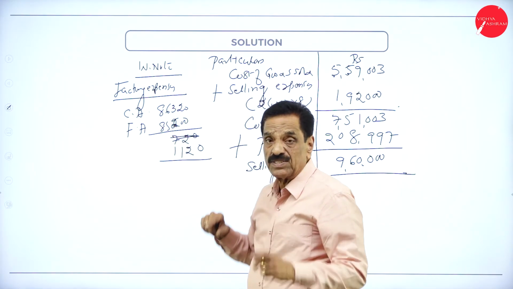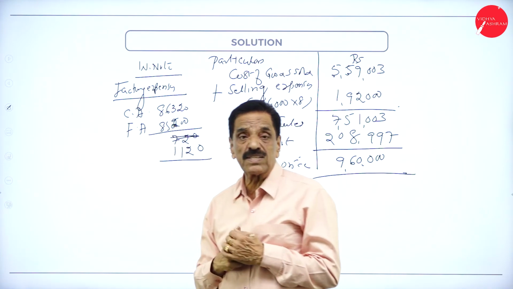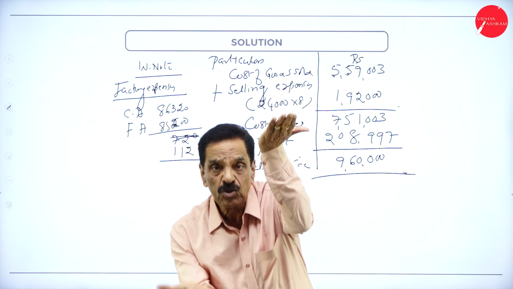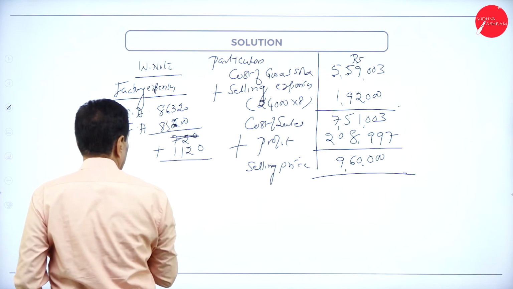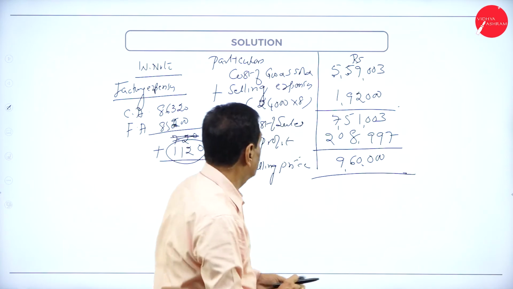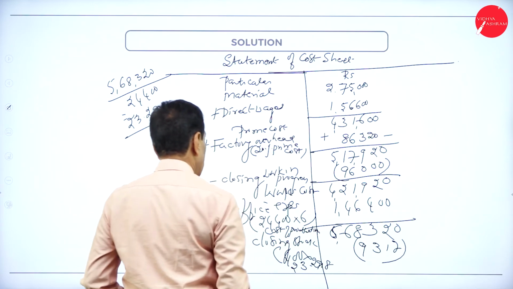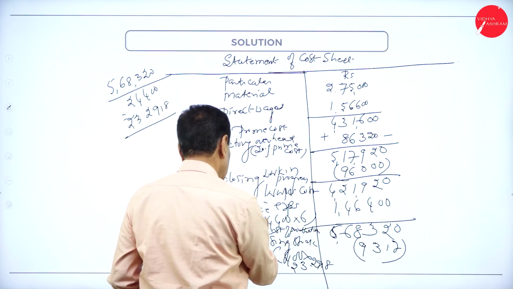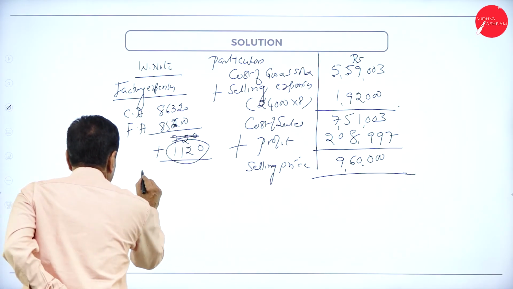CA charges 86,320, FA charges 85,200. Who charges less? Financial. Their profit will be more, our profit will be less. To make them equal, how much should be added? 1,120 should be added to the costing profit. Then factory expense is over. Then come back to office expenses. Closing stock is there, so next we'll go to closing stock.